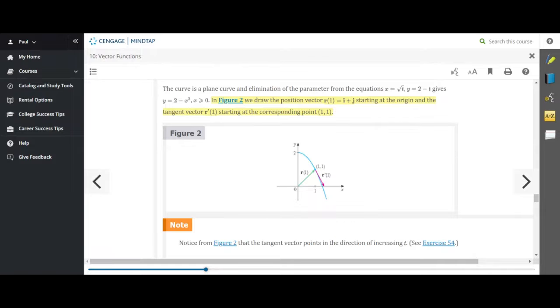Where would the tangent vector be useful in physics, by the way? What's the tangent vector represent in physics? Does anybody know offhand?